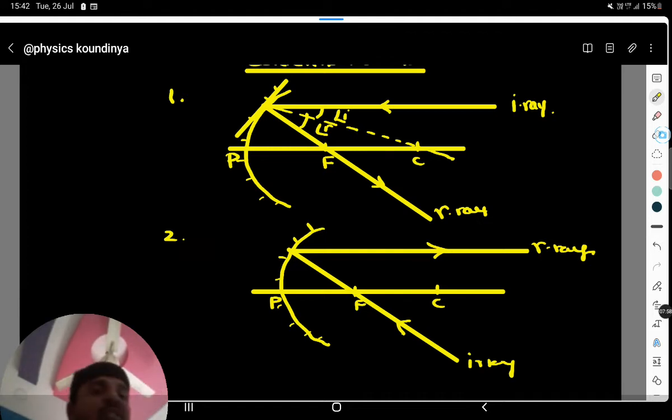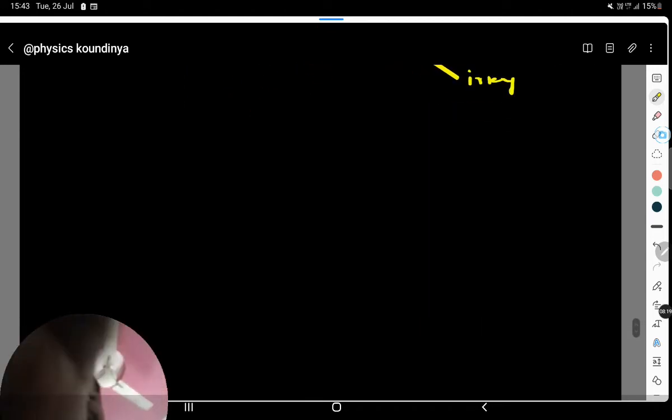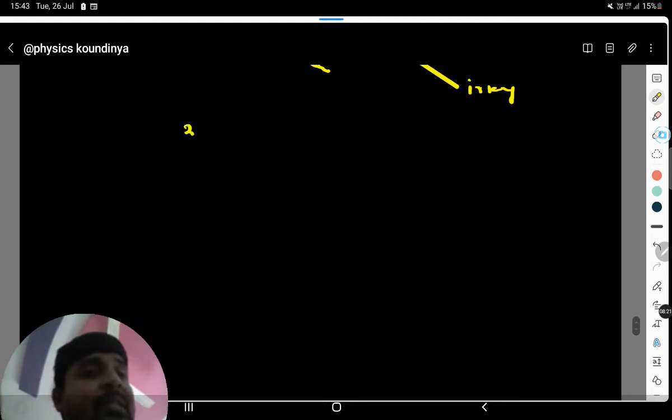That is the converse of the same statement. The first statement and second statement are converses of each other. If the incident ray passes parallel to the principal axis, then the reflected ray will be passing through F. Look at the second condition. If the incident ray passes through F, then the reflected ray will be parallel to the principal axis. Now let's see the third condition.